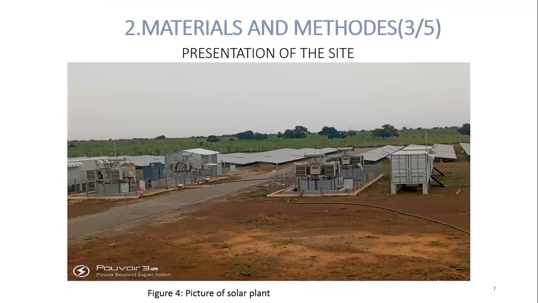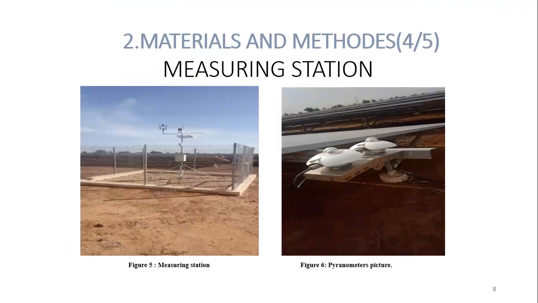Here we see the picture of the solar power plant. The measuring station: the site has a measuring station for temperature, irradiation, humidity, and wind speed. All of these parameters are recorded by the supervisory control and data acquisition system, what we call SCADA, and are accessible from the control room server.